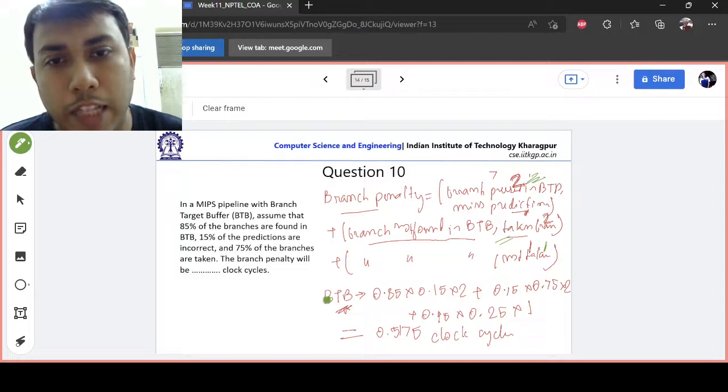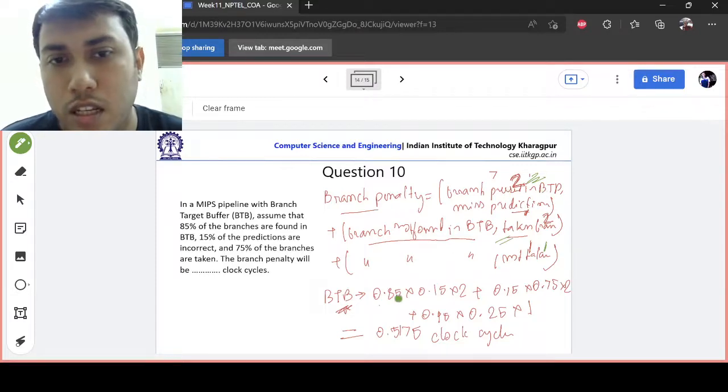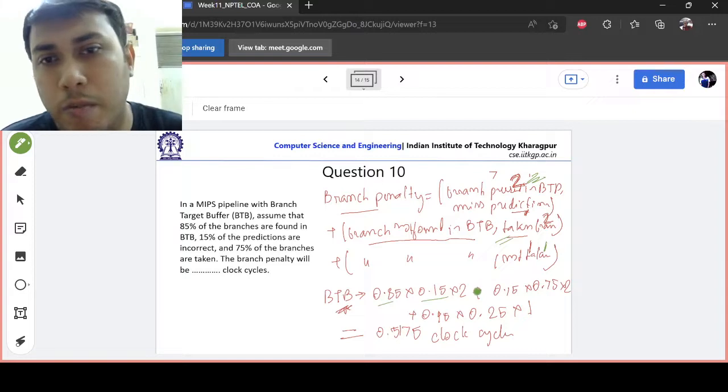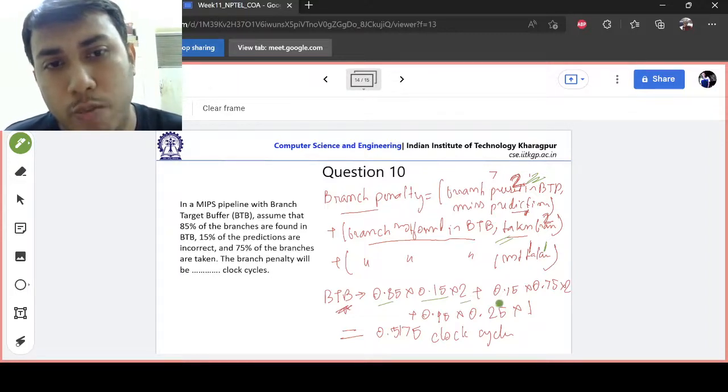So what will be the branch penalty? The branch penalty will be, it is given as 0.85 in the BTP. So 0.85 of the branches are present in the BTP. So it is 0.85, 0.15 because 15% of the predictions are incorrect, and 2 is the penalty, that is the cycles that will be stalled.